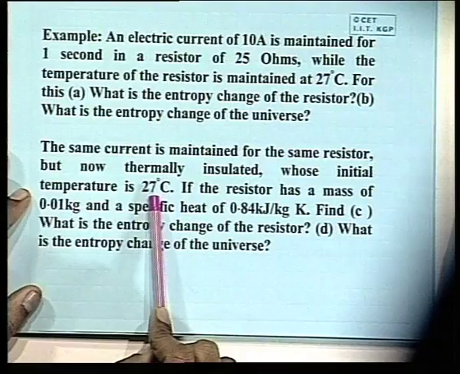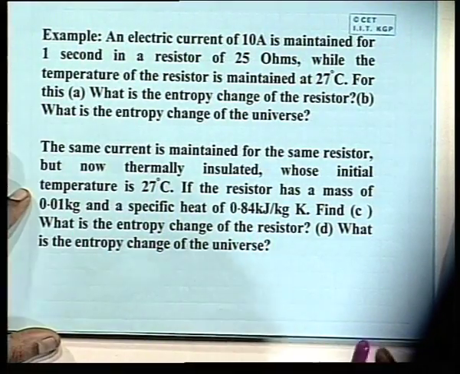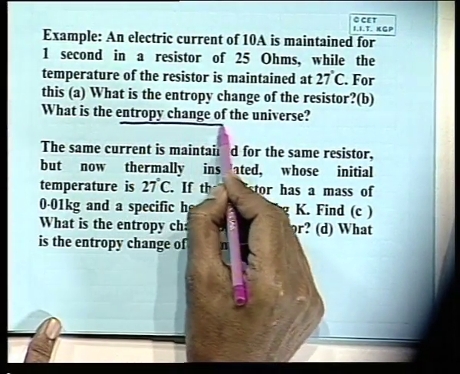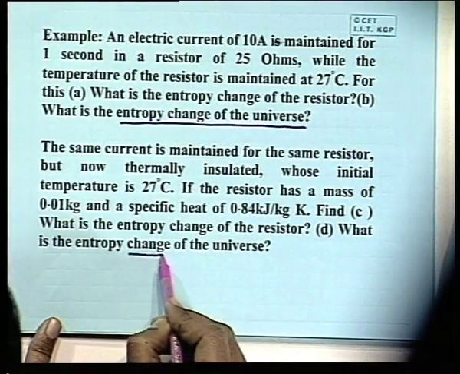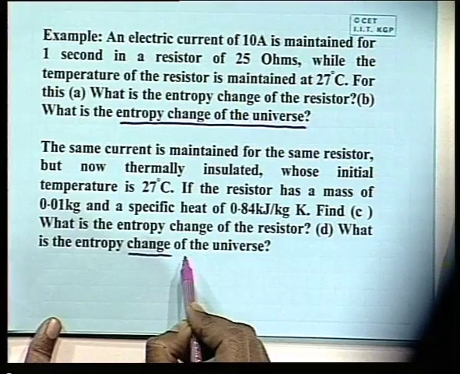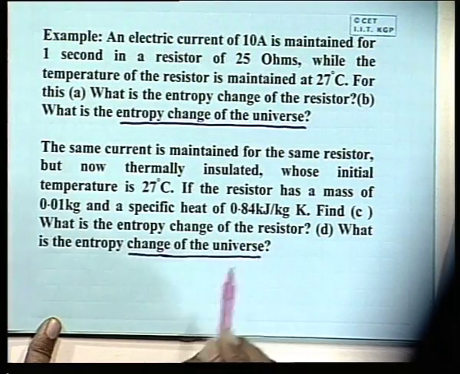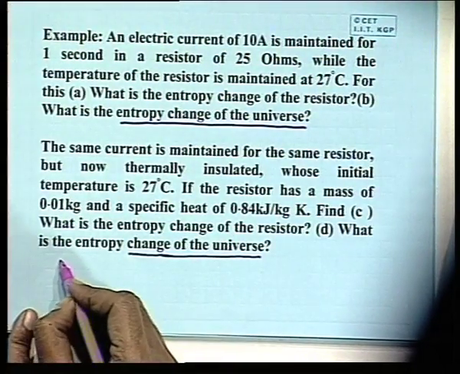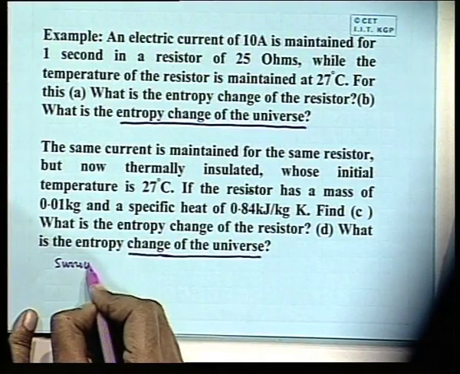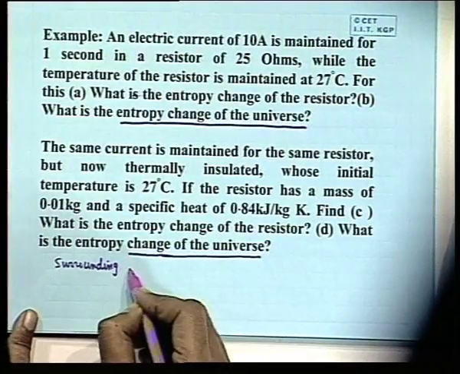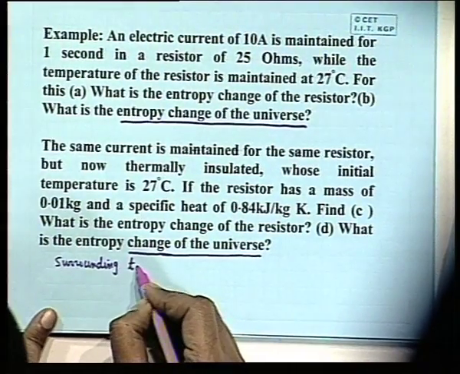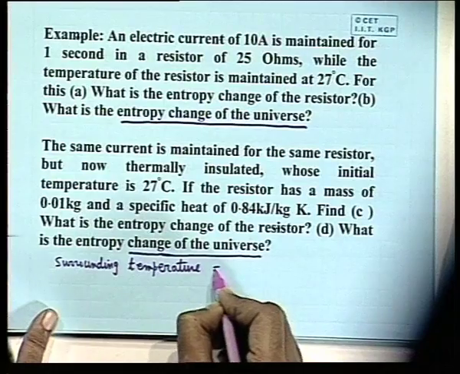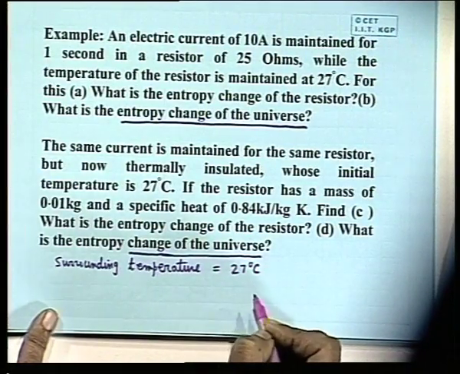Its initial temperature is 27 degrees Celsius, and its mass and specific heat are given. But one thing is missing in this problem. Whenever you are asked in any problem to find the entropy change of the universe, you have to know the surrounding temperature, which is very important. You understand what the surrounding temperature is? But how then can you equate the entropy change of the surrounding? Surrounding temperature equals 27 degrees Celsius, which is very important for this problem.